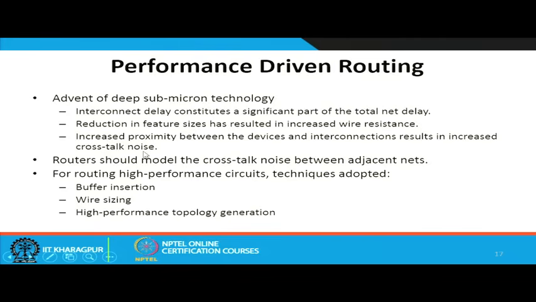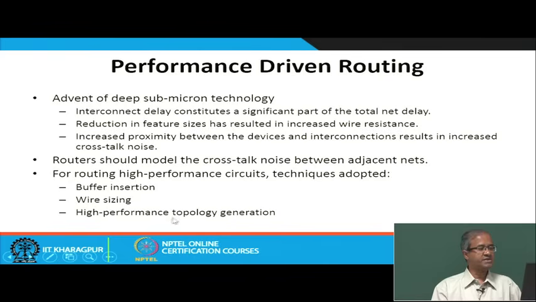We shall also be handling crosstalk noise issues. Increasing proximity between the devices because of the small sizes and increased density has also resulted in an increase in crosstalk noise issues. So, modern day routers should also consider the crosstalk noise. We shall see later that we can introduce buffers to reduce noise across long segments. Wire sizing, some wires can be made wider as compared to the others, and topology generation is something which we shall also be looking at.